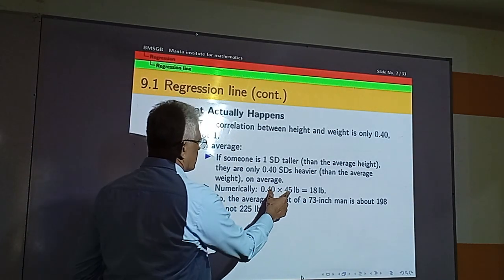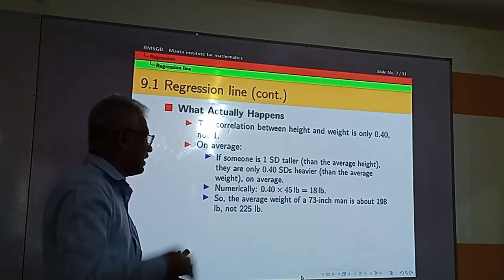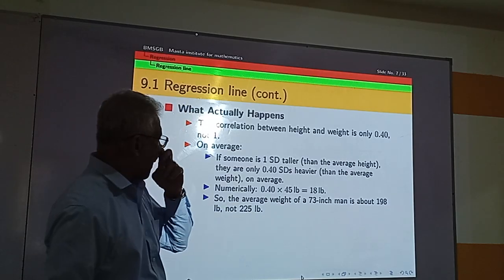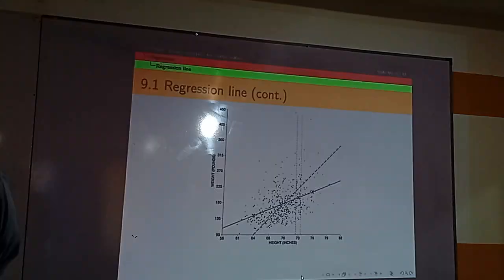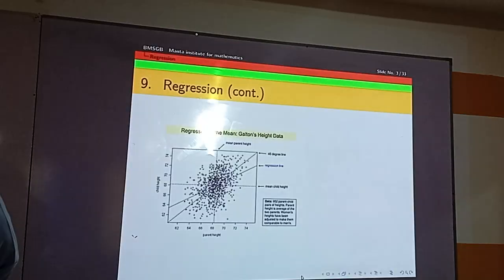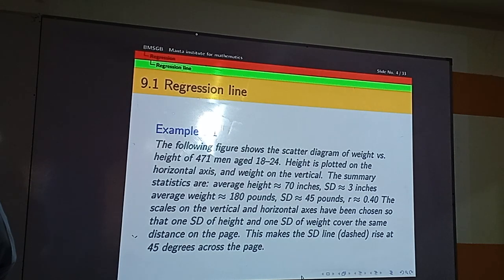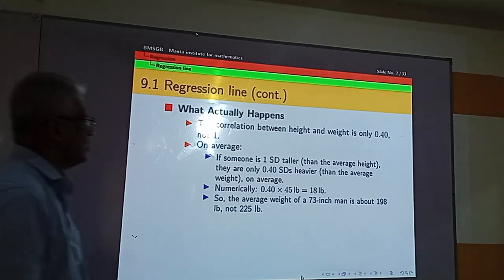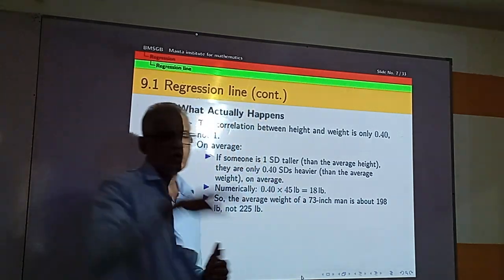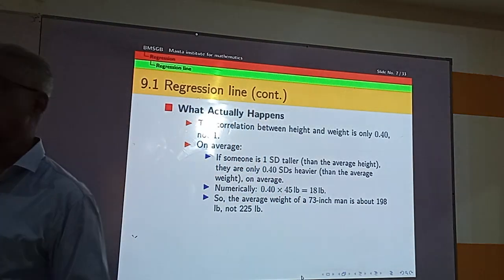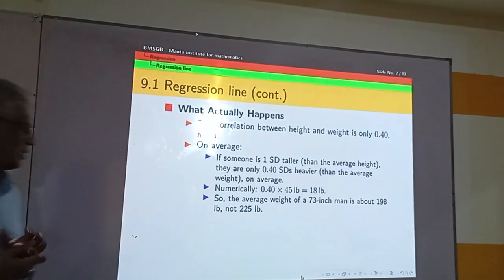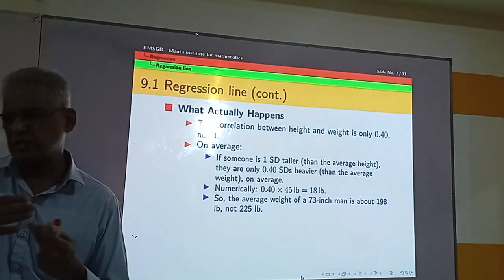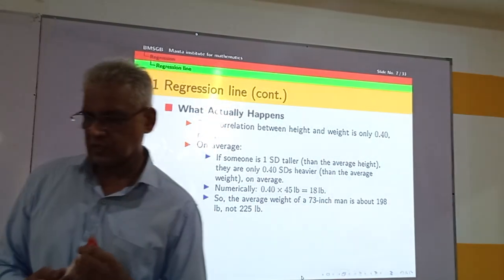Numerically, it will be this much above the average of weight. The average of weight is equal to 180. So that will be 180 plus this amount, 18. So that 198 will be the average weight of people whose heights are 73 inches. So that's how we generally predict in this case.